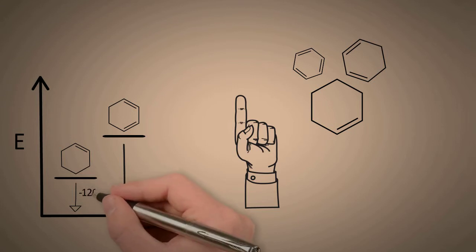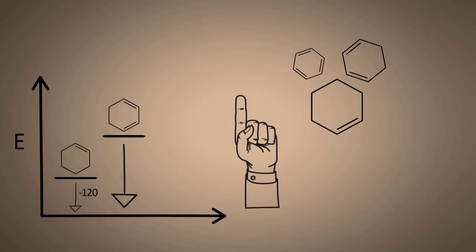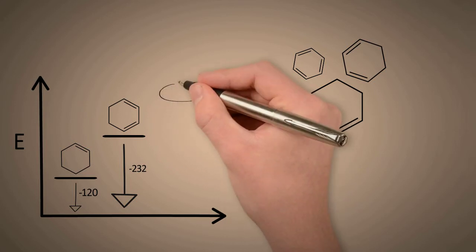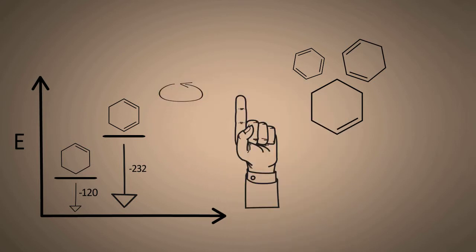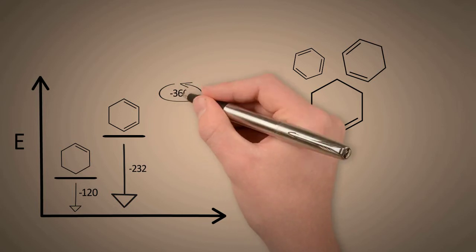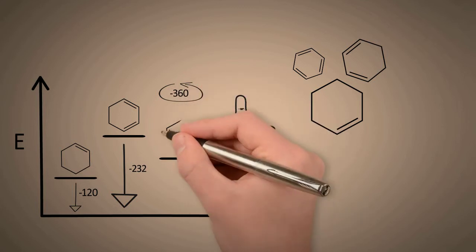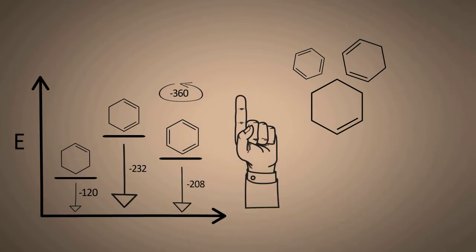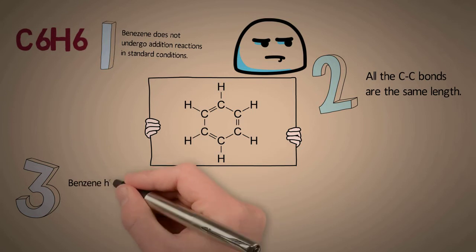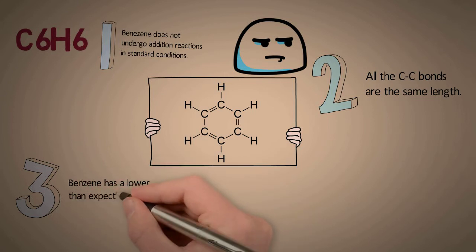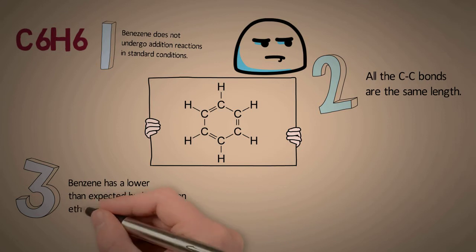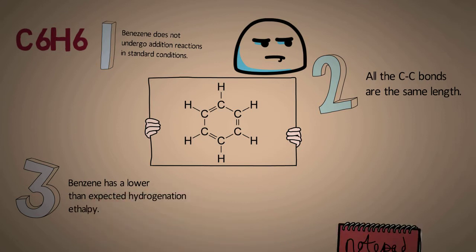With a single double bond, it is at 120 joules per mole. So with 2 double bonds, we expect it to be double that value, which is near enough at 232. So with the Kekule structure, boasting 3 double bonds, it must be triple the energy. But benzene isn't even close, in fact it's lower than the 2 double bonds. Point 3. Benzene has a lower than expected hydrogenation enthalpy. And these 3 points are all evidence against the Kekule structure.